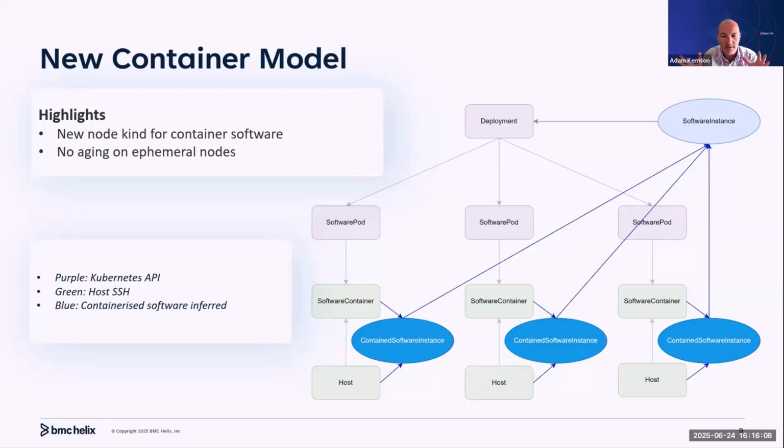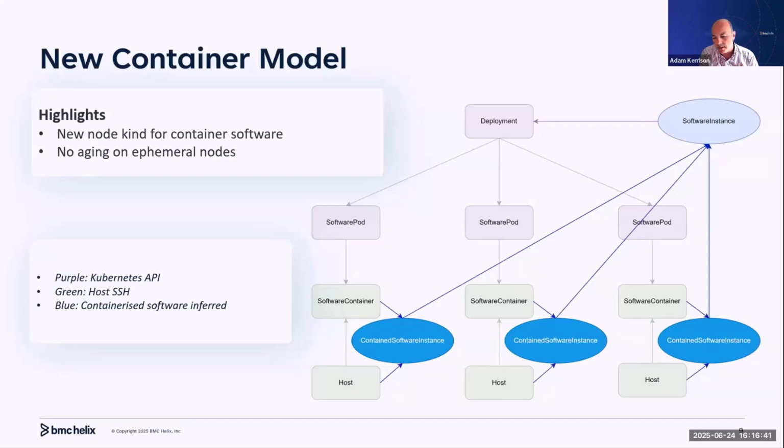Where we would traditionally have scanned a host and found the containers and the pods, we have now added these contained software instances. So this is the software running inside the containers, and that's what was running inside each one of those pods. And from that, there's one instance of Kafka running, regardless of how many of these containers you might have deployed across Kubernetes. And the reason we've done that is that the container software has a different kind of life cycle. And in fact, there's a question about aging in the Q&A.